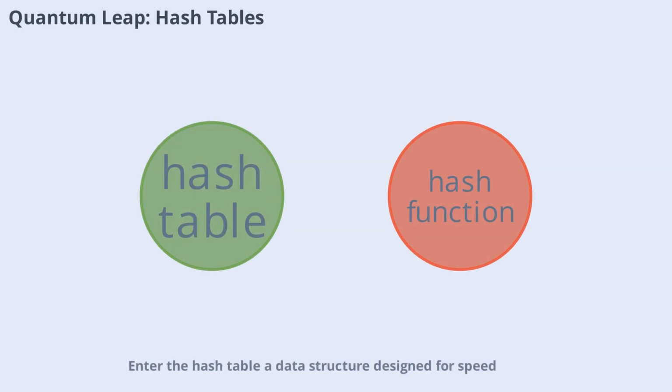To the hash table, a data structure designed for speed. Hash tables use a hash function to compute an index from a key, enabling near-instantaneous data retrieval. This approach allows for O(1) average time complexity for search, insertion, and deletion. However, hash tables are not without challenges. Collisions, when two keys map to the same index, must be handled using techniques like separate chaining or open addressing. Despite these challenges, hash tables are a cornerstone of efficient data storage.